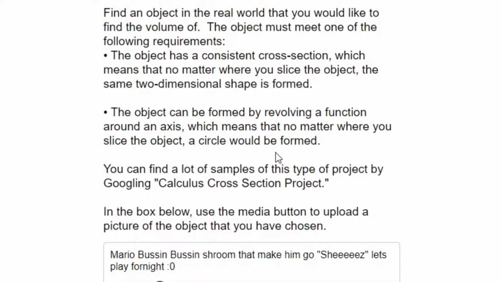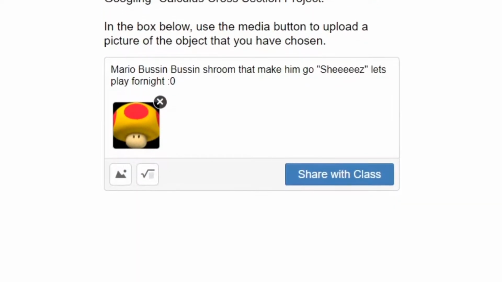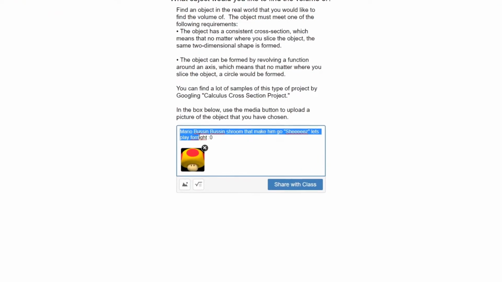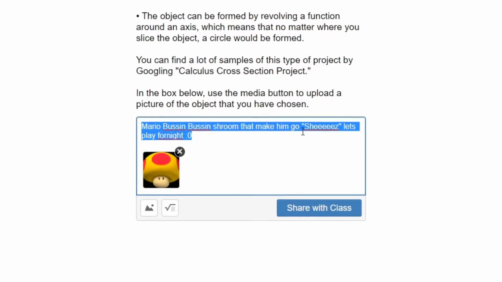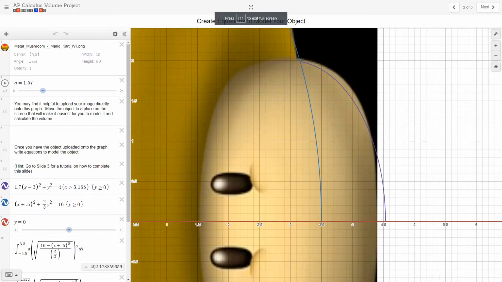So the first page is basically just an exemplified version of what I said in the intro. But what I put there for my explanation for why I picked a mega mushroom is, and I quote, "Mario bussin' shroom that make him go..." So, by far the funniest thing about this project is that there are 5 slides that I had to go through, but I ended up doing all the math on the second slide.